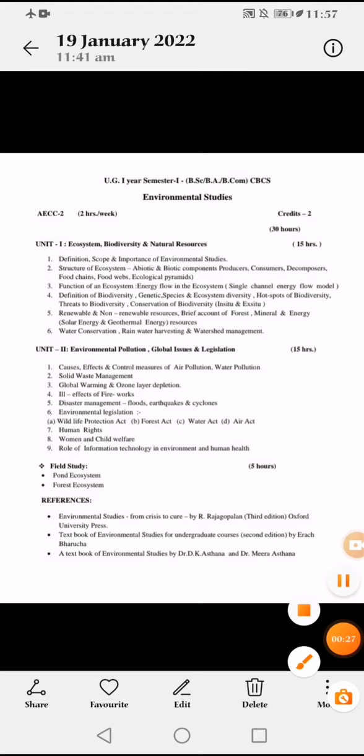For these two units you are having 40 marks of the paper. This is the paper structure. In section A you are having two short questions, and in section B you are having two long questions. In two short questions you have to write two. The first question is from the first unit and the second question from the second unit.